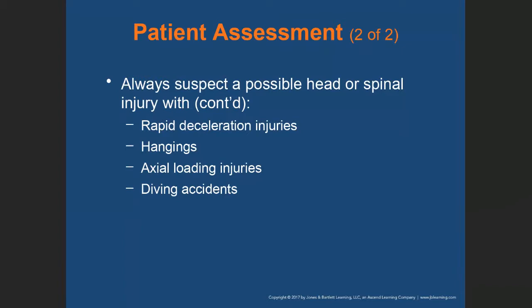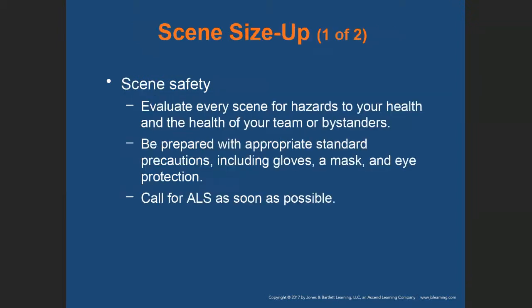Rapid deceleration injuries, hangings, and hanging will cause distraction of the spine. So it's going to pull the spine up. Well, pull it in a straight line. That's distraction of the spine. Axial loading injuries, compression, diving accidents.